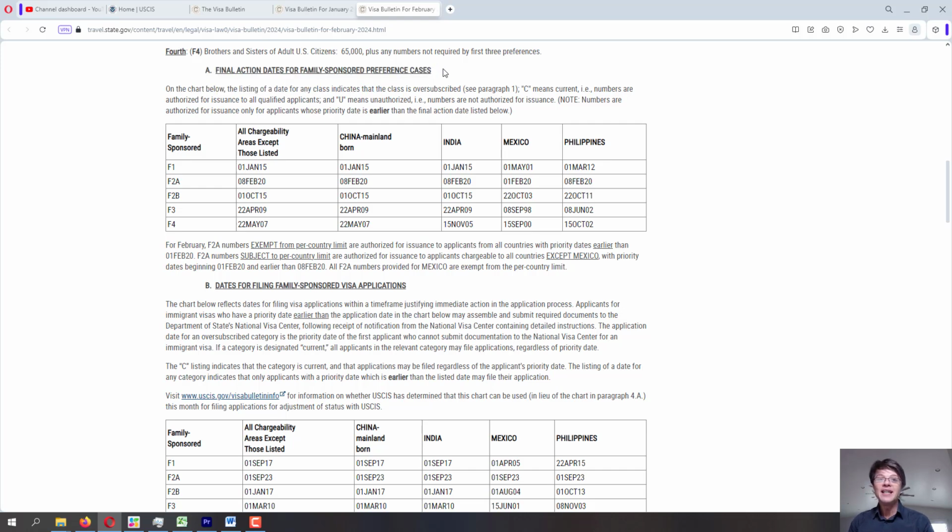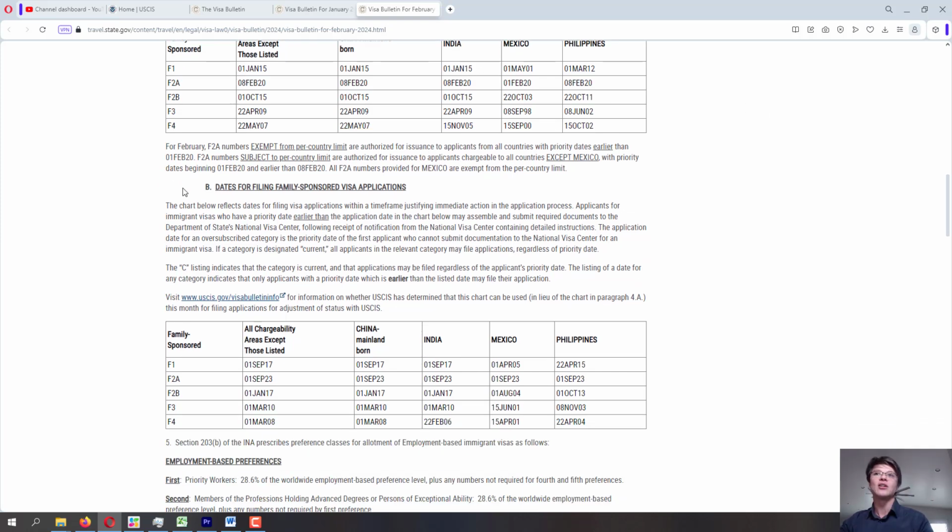Now, if your USCIS application has been approved and transferred to the Department of State, but your NVC portal is still closed and you cannot start your documentary qualification process just yet, and you want to know when the NVC portal is going to open up, in that case, you are looking at the graph B, date for filing.